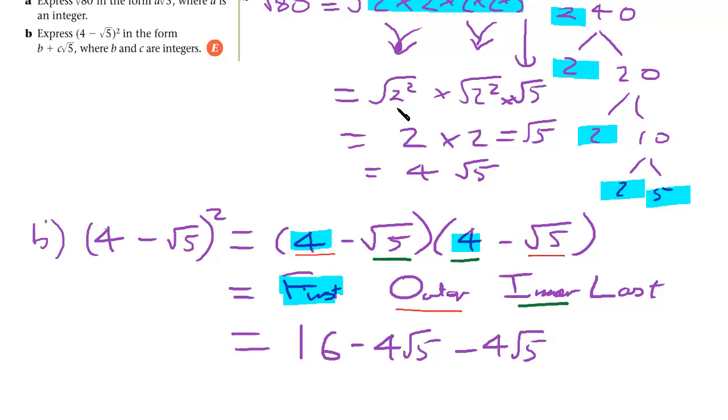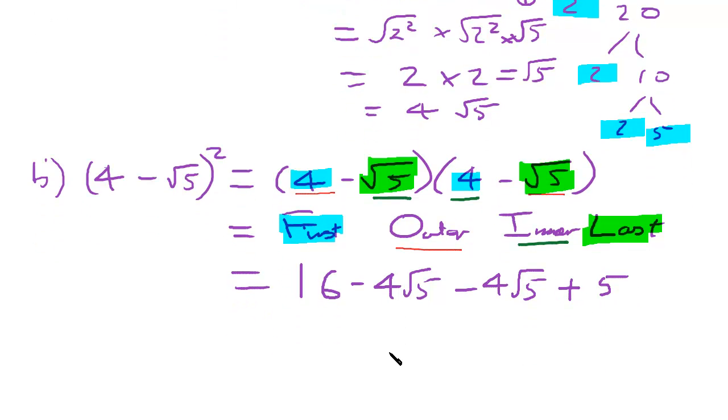And then I'm going to do the last two things. I'm going to highlight them in green. So I'm going to multiply those out next, and I get minus root 5 times minus root 5, which gives me plus, because minus times minus is plus. Root 5 times root 5 is just 5. So let's simplify this. 5 plus 16 is 21. Minus 4 lots of root 5 minus another 4 lots of root 5 gives me minus 8 lots of root 5 to get my final answer.